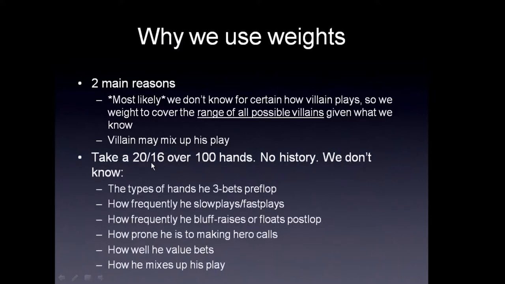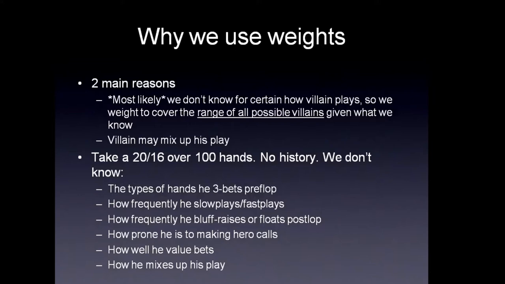So let's take a 20/16 over 100 hands. We don't have any read. We just see pre-flop stats. Maybe we've seen that he c-bet like 3 out of 4. I mean, things that just don't really tell us much. We don't know if he 3-bets suited connectors pre-flop, or if he 3-bets ace-10 offsuit pre-flop. We don't know how often he slow plays or fast plays his strong hands. We don't know how often he floats or bluff raises. We don't know how lightly he calls down, or how nitty he is against multiple barrels. We don't know how thinly he value bets, and we don't know how he mixes up his play. So there's so many unknowns, and we have to account for all of these.